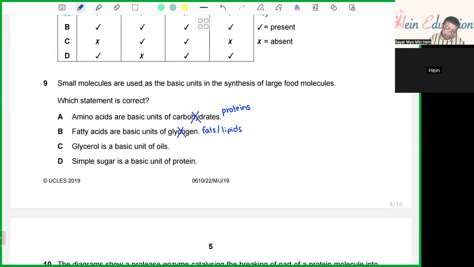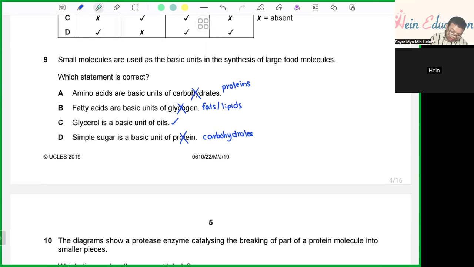C, fatty acids and glycerol, it's a basic unit of fats, okay, this is good. And D, simple sugar is the basic unit of protein. No, this is for the carbohydrate, which is similar to A. Either you can change a simple sugar into amino acid. So the correct answer for number 9 is C.